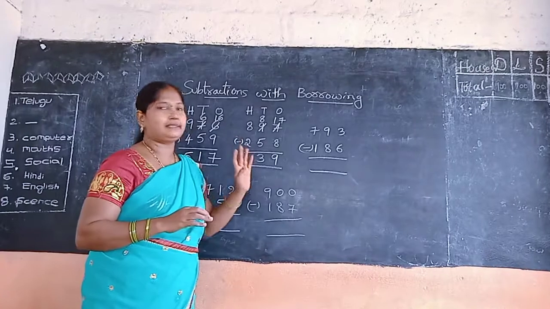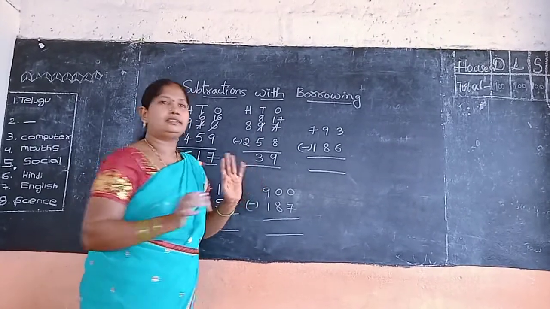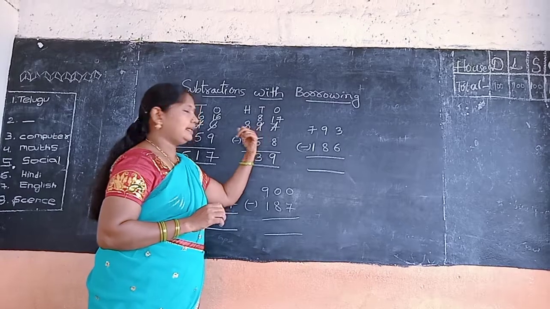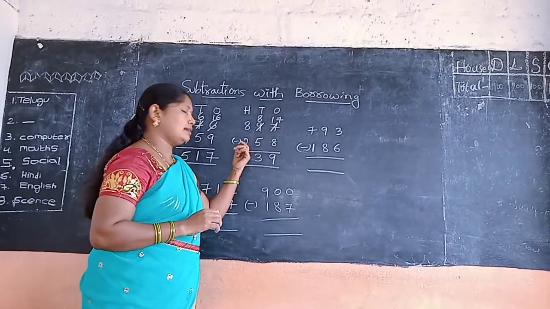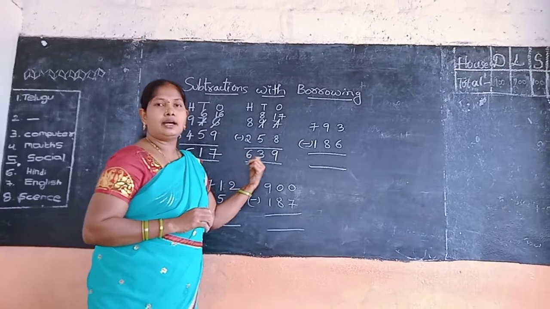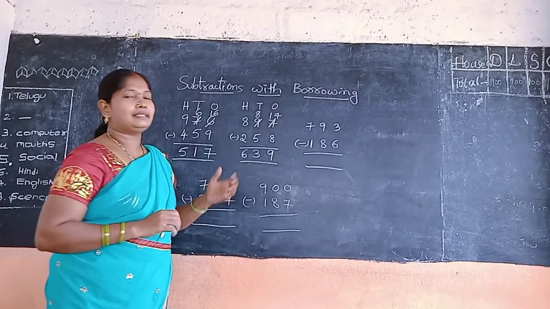Now go to 100's place. 8 minus 2, how much? 6. 100's place also completed. 897 minus 258, so the answer is 639. Okay, this one is completed.